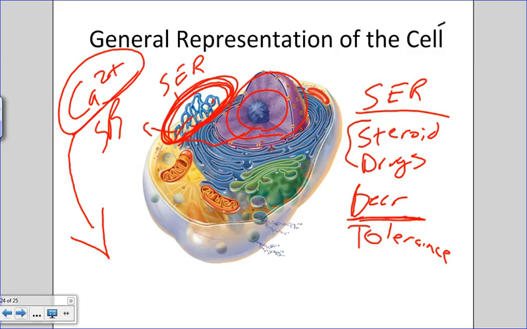Like I said, the function of smooth ER depends on what cell you find it in, and these are just a couple of examples. But for the most part, it's used for storage or breaking down other particles or molecules that aren't really useful to us, that we don't need anymore. Hopefully this helps to paint a better picture of the cell itself, the main working parts of the cell, and the overall job of the cell.